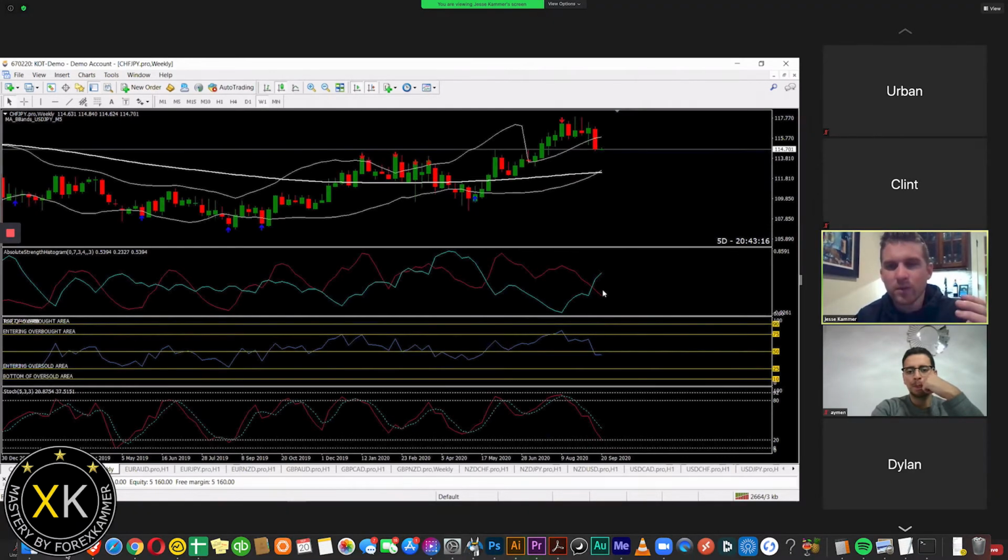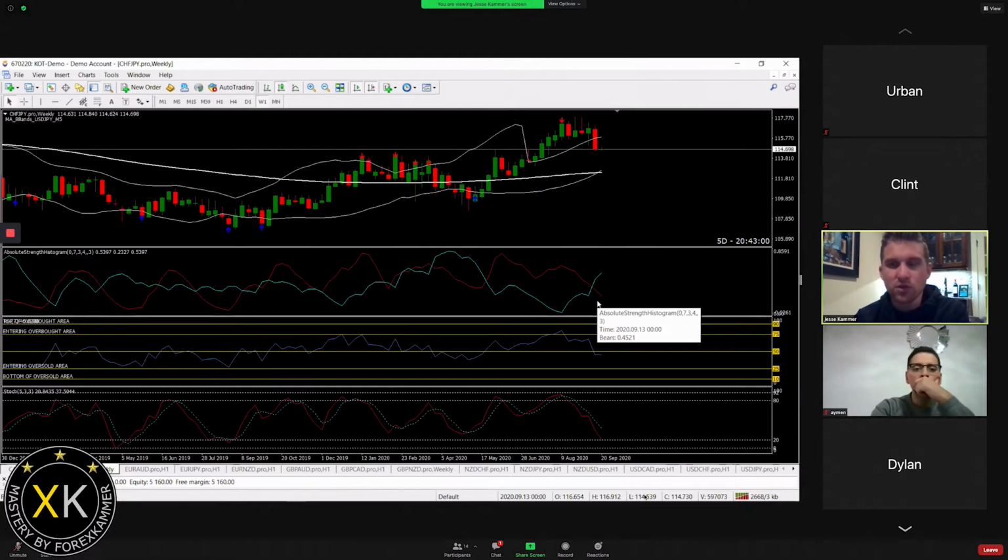Normally, when we get that cross on that absolute strength histogram, generally speaking, we'll see that trend continue for the next 1 to 3 times that time frame. For this example, it's the weekly time frame. So for the next 1 to 3 weeks, we should see CHF JPY on that weekly time frame continue to be bearish.